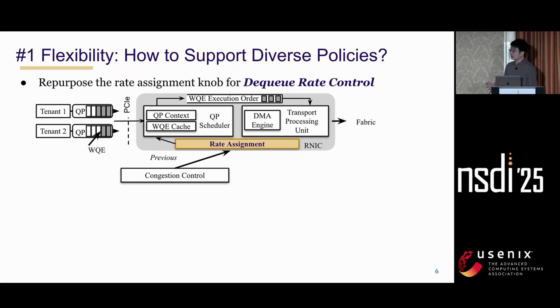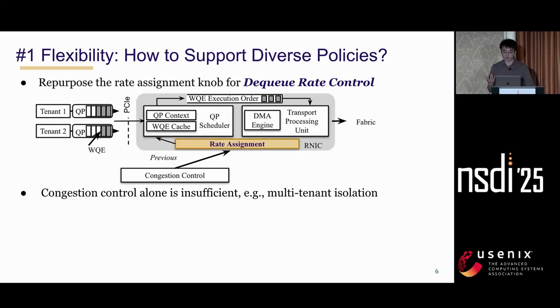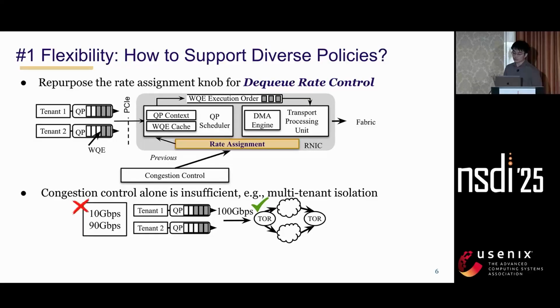Previously, it is the fabric congestion control that determines the rate assignment. However, there are several cases which are not handled by congestion control. For example, for multi-tenant isolation, congestion control is not sufficient. We have 2 QPs for a 100G network. One QP takes 90 Gbps, the other QP takes 10 Gbps, which is not fair. However, the total bandwidth is 100G, and no congestion happens in the network, so the congestion control module will not take actions to do this.